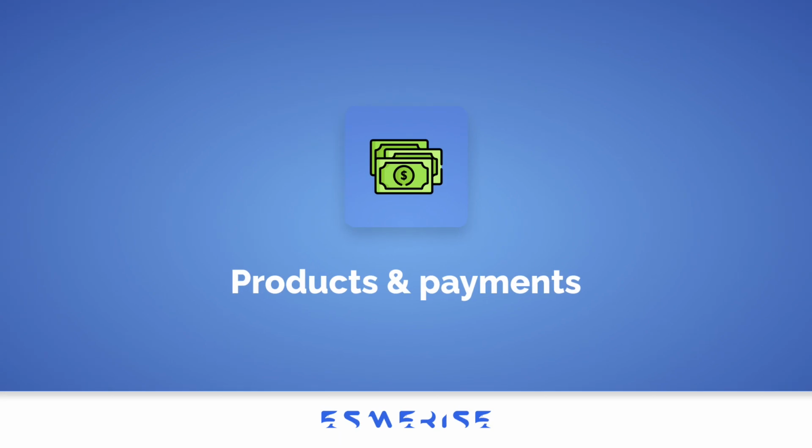Now that we've covered content organization and the Academy setup, it's time to delve into the world of sales. Get ready because I've got lots of great features to show you. All payments on Esmerise are handled via Stripe. Stripe is one of the leading and safest payment systems on the market. It supports credit cards, bank transfers, and digital wallets like Apple Pay or Google Pay.